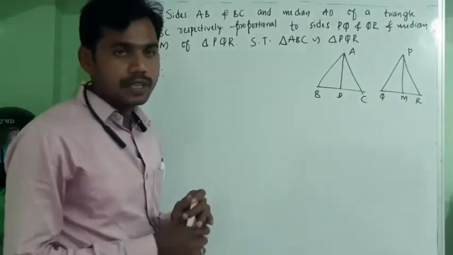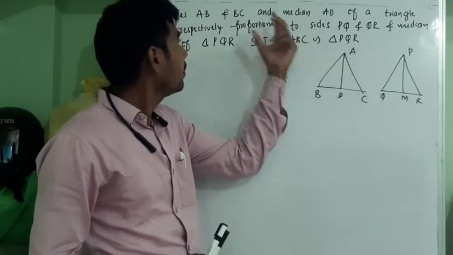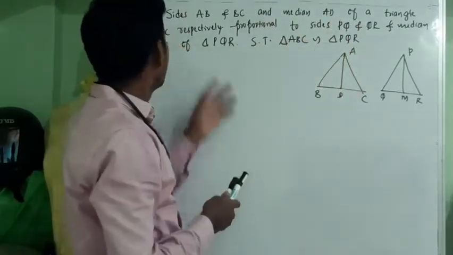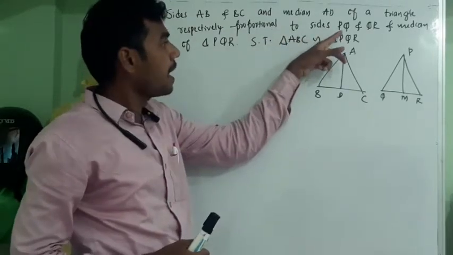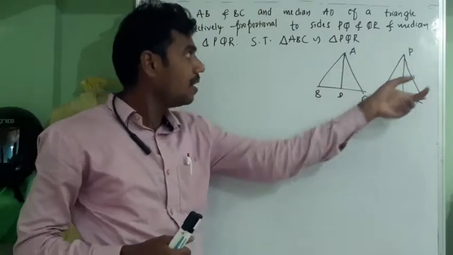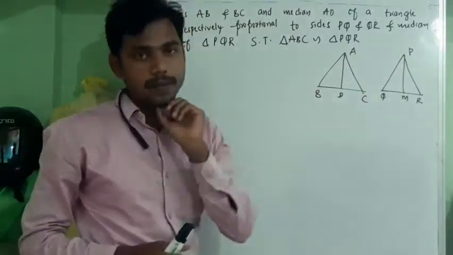So 12th question states, sides AB, BC and median AD of a triangle ABC respectively proportional to sides PQ, QR and median PM of a triangle PQR. Show that triangle ABC is similar to triangle PQR.